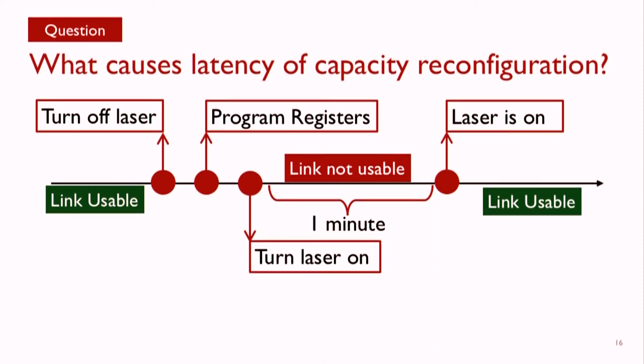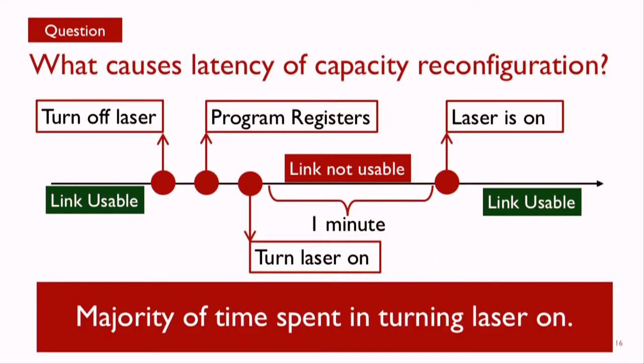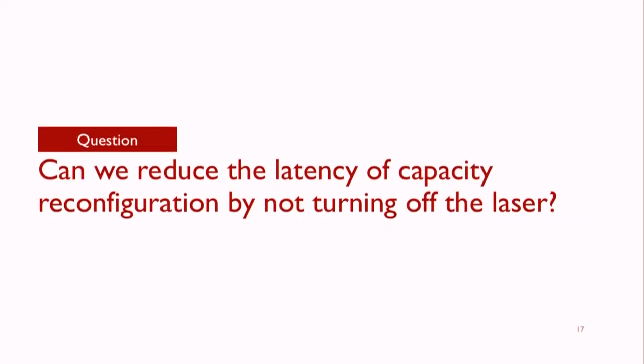Notice that it took roughly a minute just for this process of turning the laser off and turning it back on. So we conclude that the majority of time is spent in doing this process. So a natural question here is, can we reduce the outages we introduce in this link while changing capacities by just not turning the laser off? So can I skip this step and see what happens?